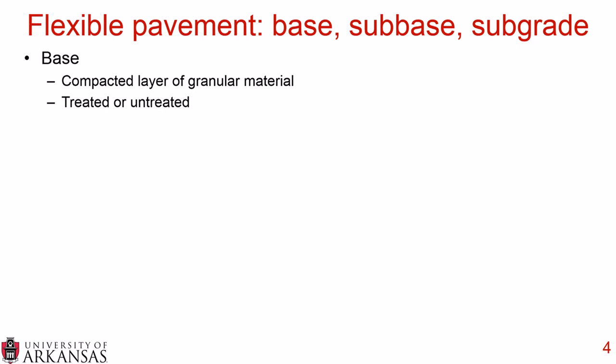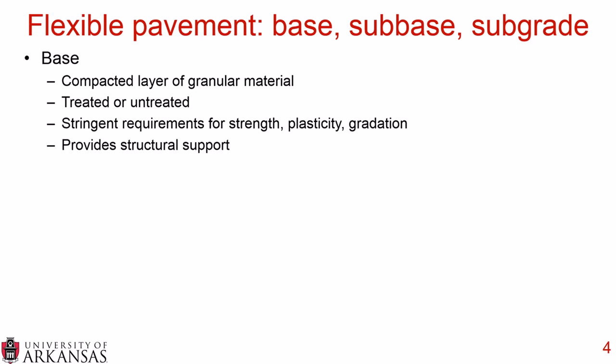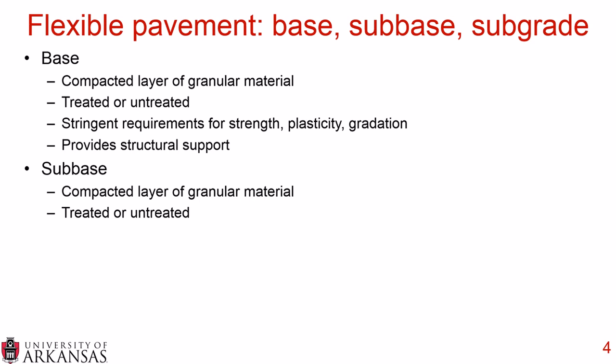So for flexible pavement specifically, when we talk about the base, the subbase, and the subgrade, the base is a compacted layer of granular material. It can be treated or untreated. There are relatively stringent requirements for strength, plasticity, and gradation of the base material, and it does generally provide structural support. Now we can compare this to the subbase, which is also a compacted layer of granular material.